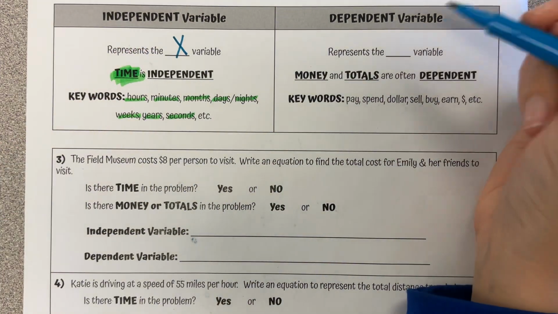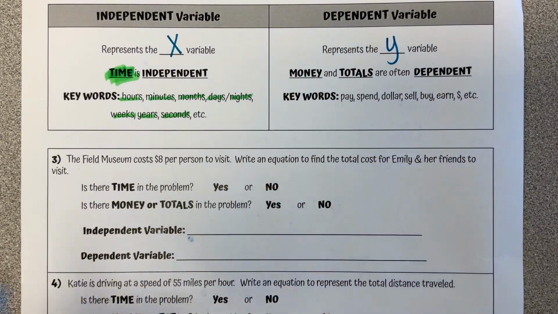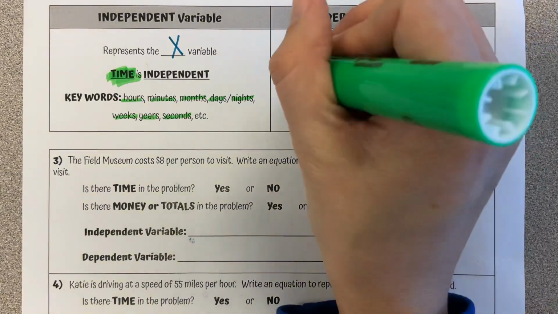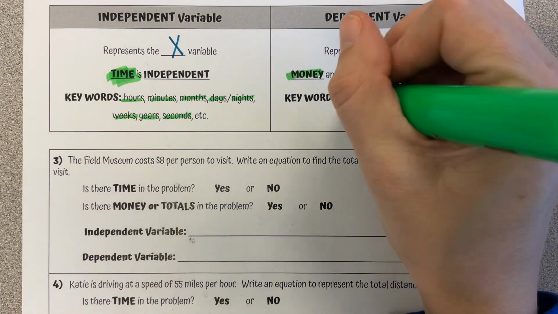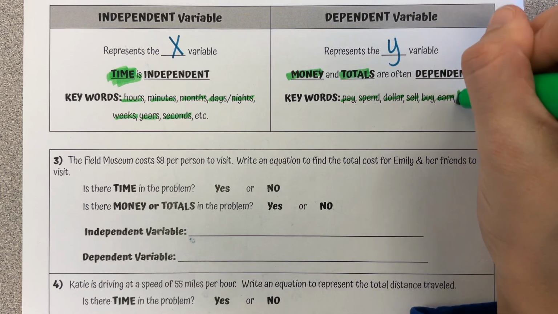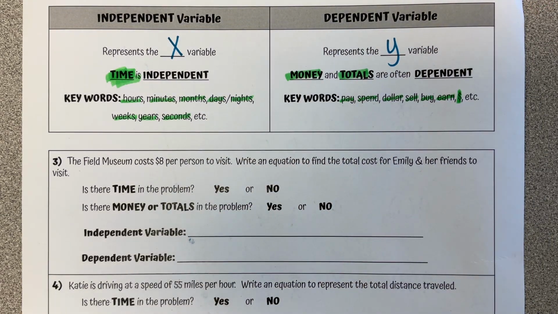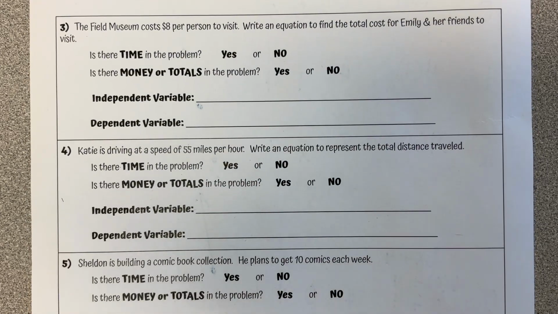Versus our dependent variable, which depends on that independent variable. It represents the y value. Two key things, not always, but two key things that represent dependent variables are money and totals. It would be great if money wasn't dependent on doing things or other things and we just had it, but that's not the case. So keywords that you might see are pay, spend, dollar, sell, buy, earn, or even just seeing the dollar sign. So let's look at picking out these independent and dependent variables.